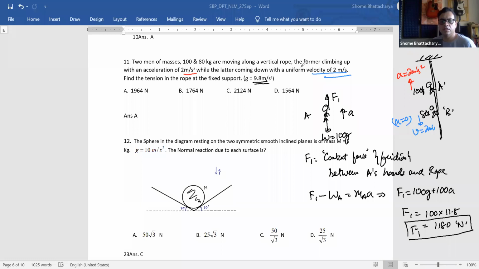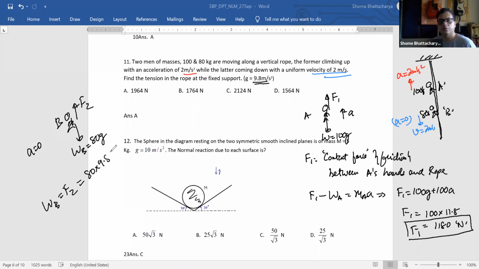Then you make the other guy's FBD, B's FBD. On B similarly, there is some gripping force F2 and the weight of B, which is 80 g. And acceleration is 0. So weight of B becomes equal to F2. So that becomes 80 into 9.8. So that is how much now? 98 into 8. So this many newtons.